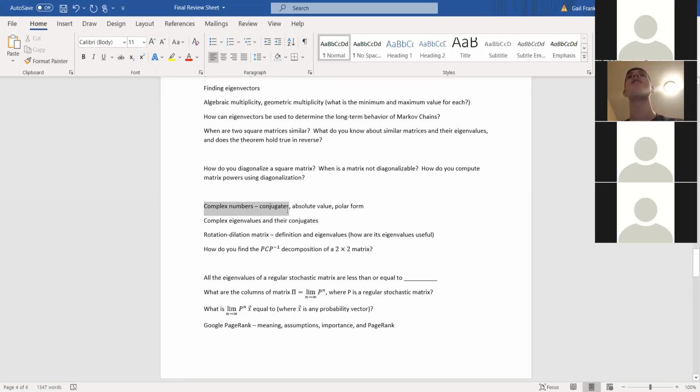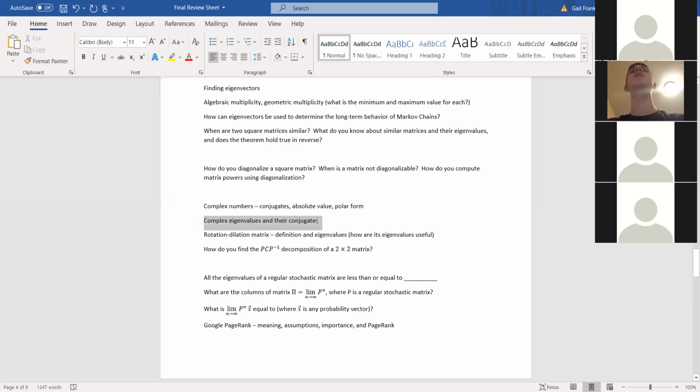Complex numbers, conjugates: the conjugate of A plus BI is A minus BI. The absolute value of A plus BI would be the square root of A squared plus B squared, but I'm pretty sure you won't have to find that at all for this course. Polar form: you find the square root of A squared plus B squared, which is R, and then theta is inverse tangent of B over A.